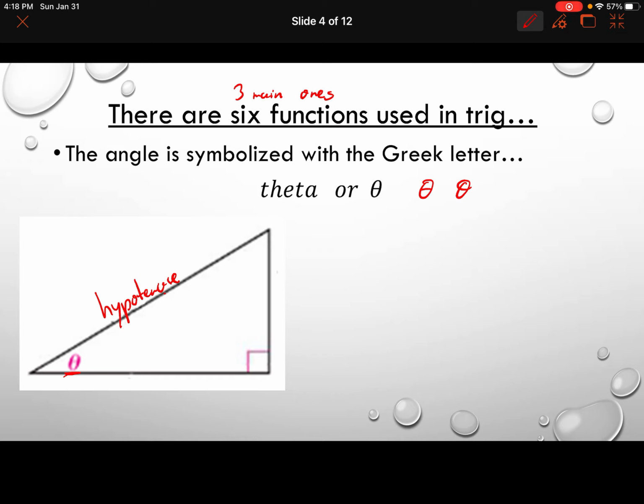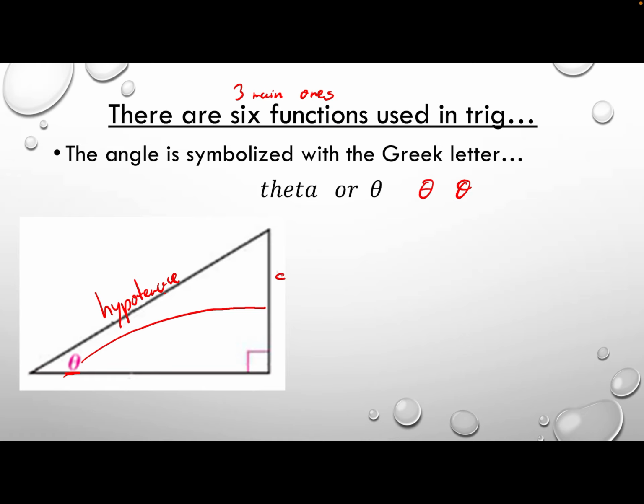So now let's talk about the other one. Since our angle is here, the side of the triangle that's on the other side to where the angle is, that is called the opposite side.